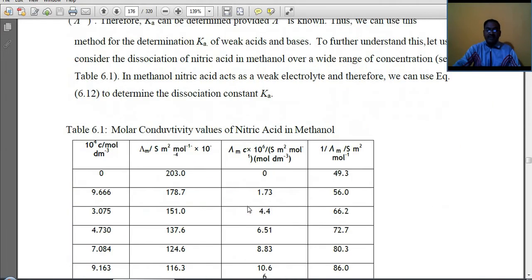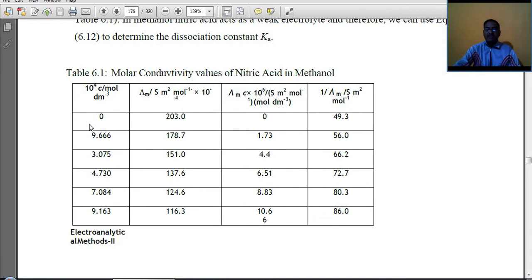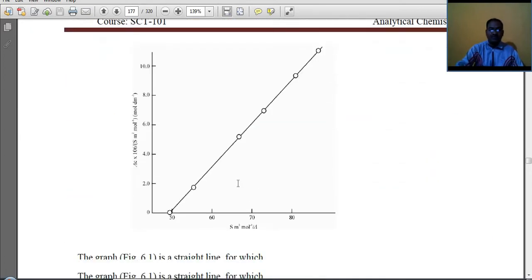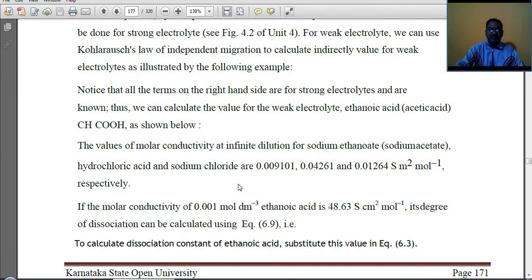Next we consider some molar conductivity values of nitric acid in methanol. This is the table of molar conductivity values of nitric acid in methanol. This table is not required for your examination. This is the graph.